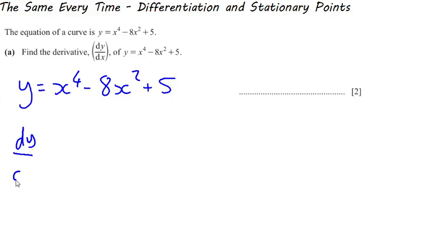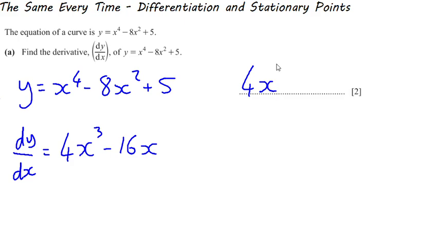So we need to do the differentiation, the dy by dx, multiply by the power. So 4x, then take away 1 from the power. Negative 8 times 2, negative 16, x to the power 1. And just a number on its own will differentiate to make 0. So there's our final answer, actually, for 2 marks, 4x cubed minus 16x.